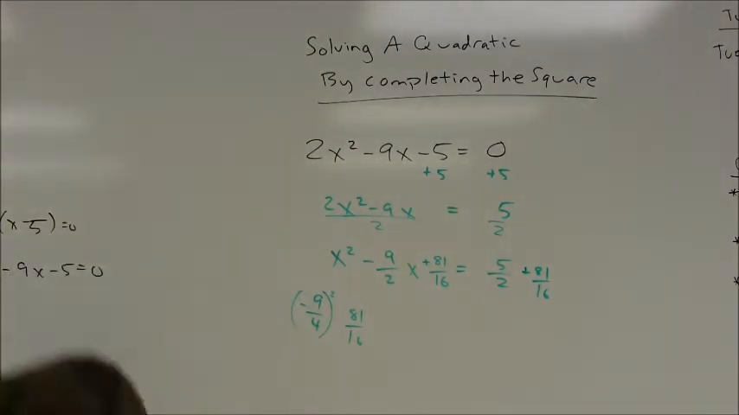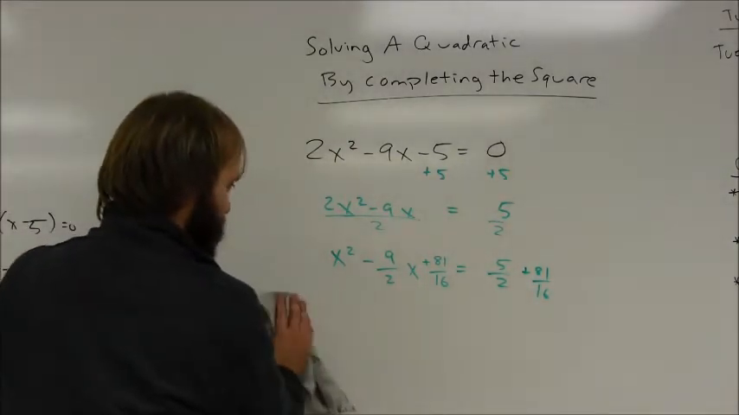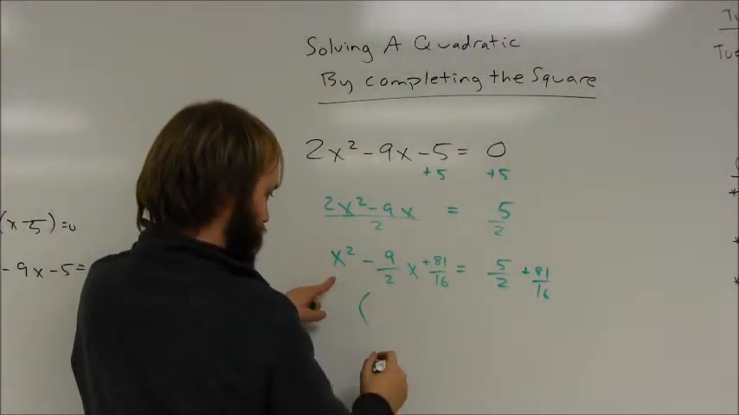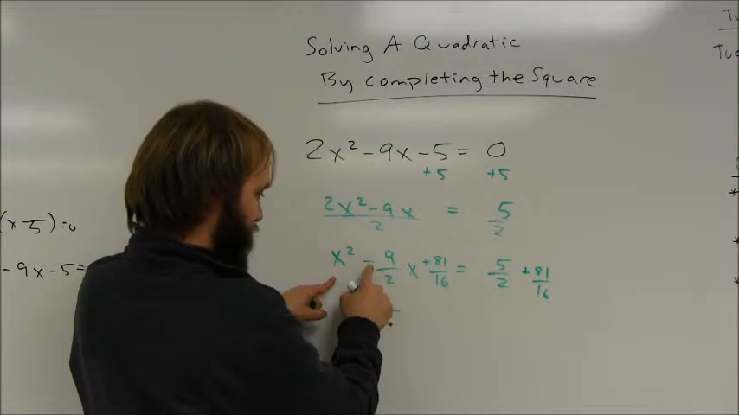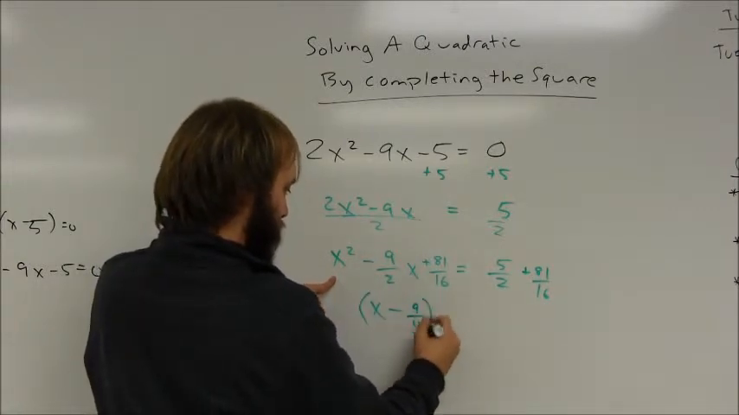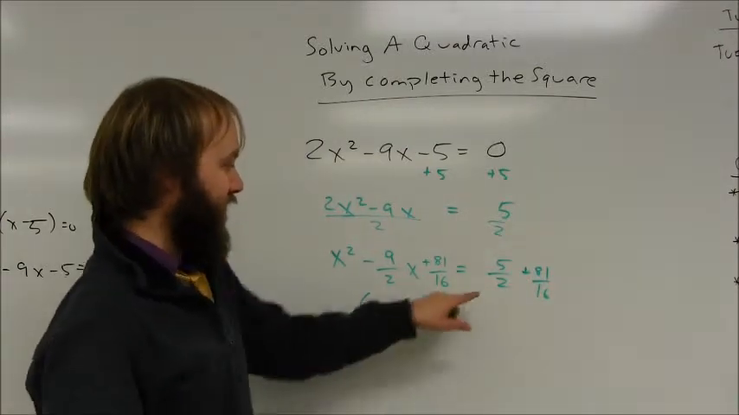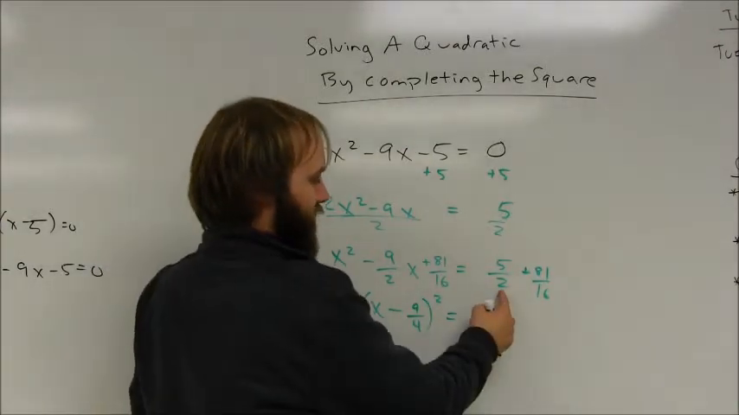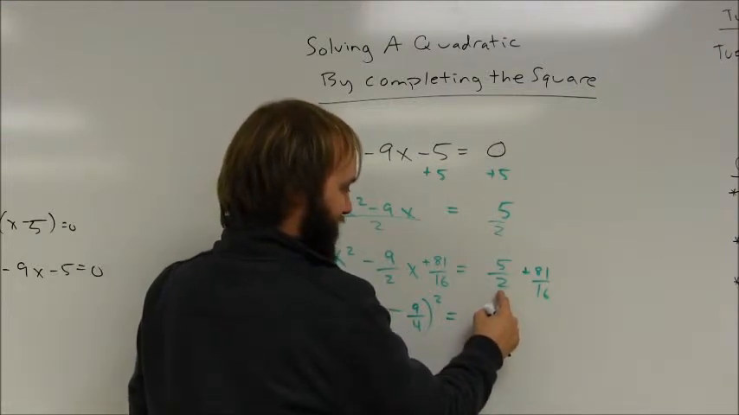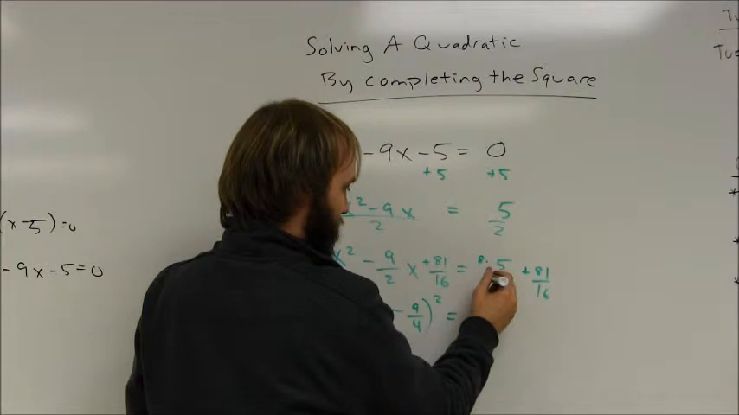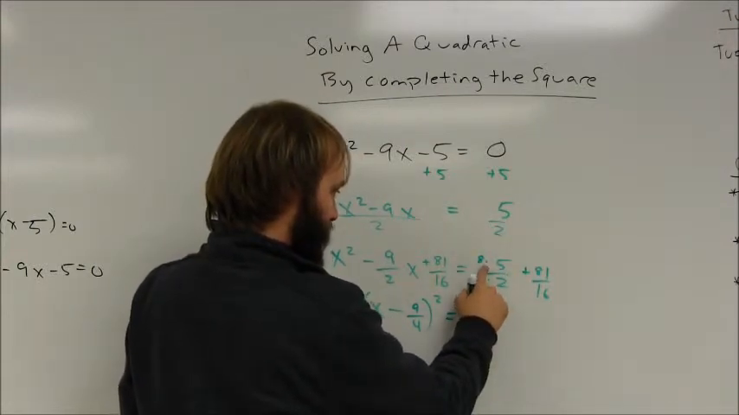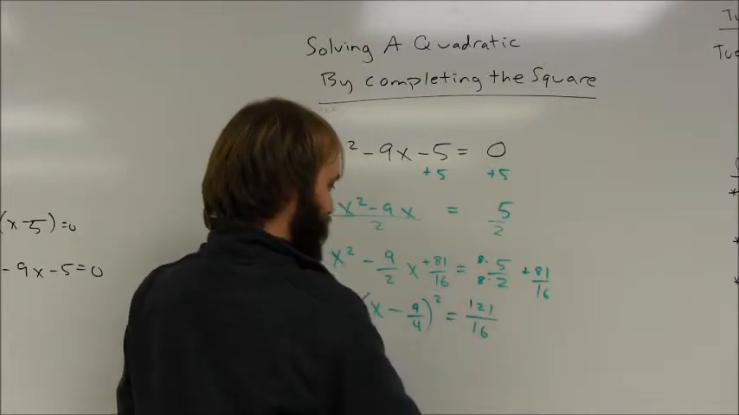Okay, now I can go through the process of finishing this thing out. A little bit of simplifying here. I will actually write this as a perfect square. It's going to be x minus, the square root of this, which is 9 fourths, quantity squared, equal to, on this side I need a common denominator here. It'll be 16, so I multiply both of these by 8, and that's going to result in, let's see, it's 40 plus 81, it's 121 sixteenths.